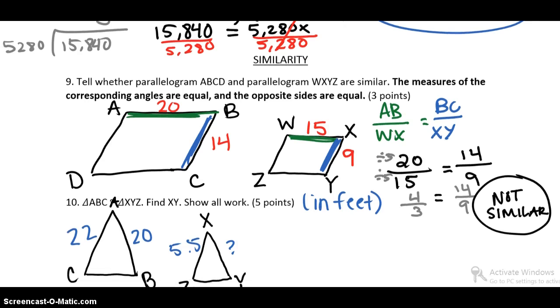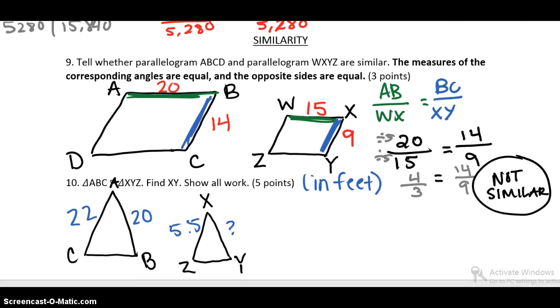Now, a good way to check this as well is to actually do our cross product here to make sure we didn't do anything wrong, double checking our work. So 4 times 9 is 36. And we're going to see if it equals 14 times 3, which is 42. So that right there tells us we are correct that they are not similar.